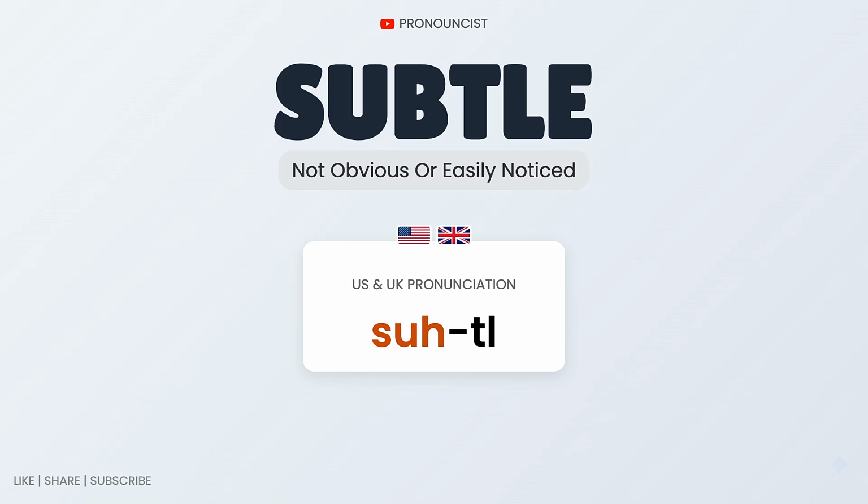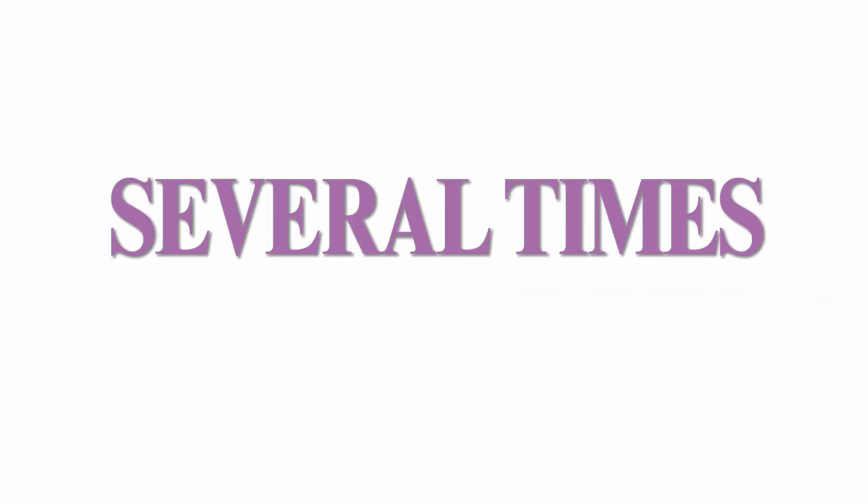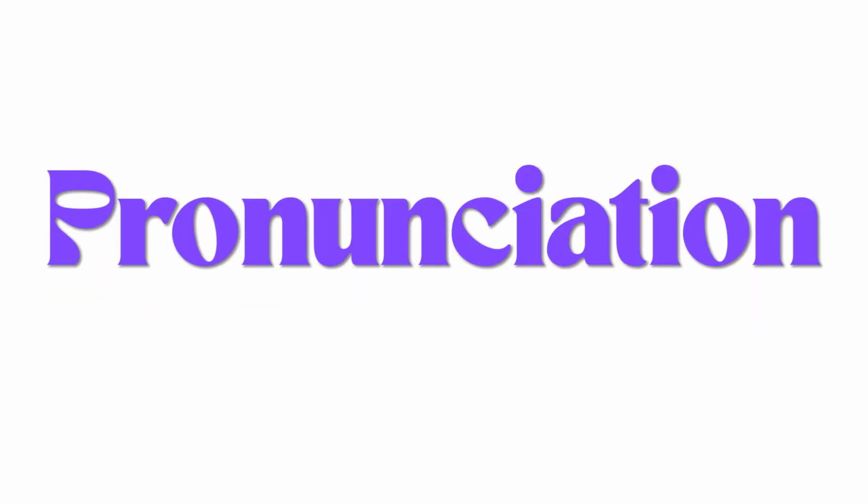Practice repeatedly and you'll soon be able to say this word perfectly. The best way to practice is to repeat the syllable multiple times. The meaning of the word is not obvious or easily noticed. Try repeating this word several times to improve your pronunciation.